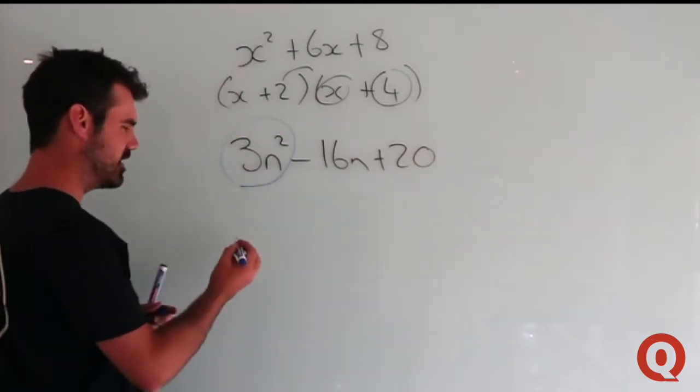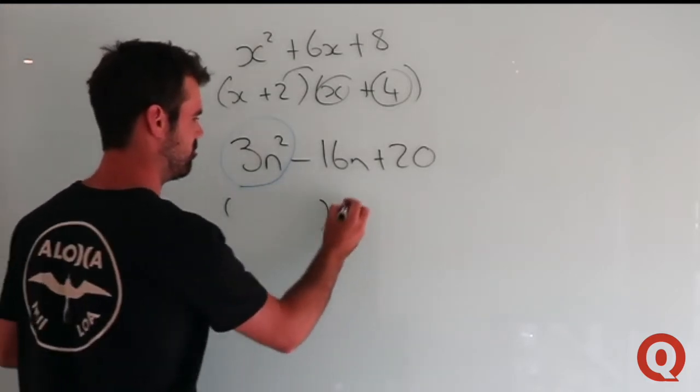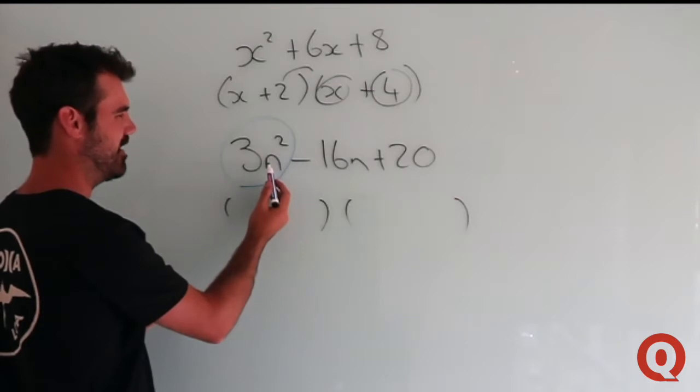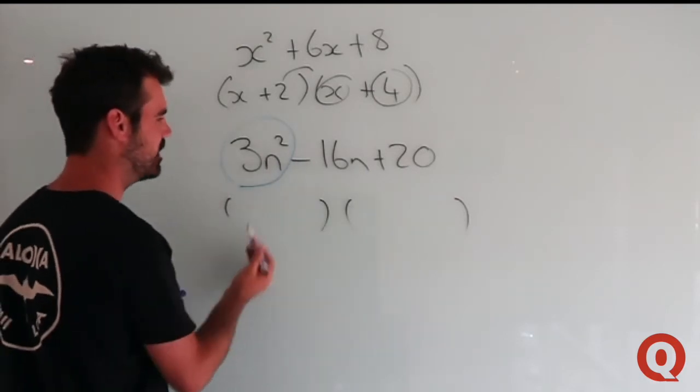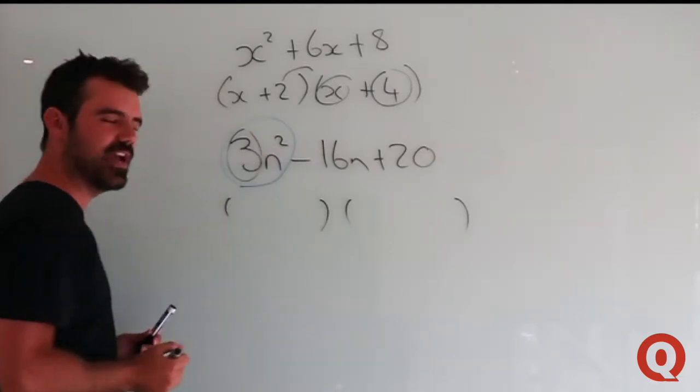So now all of a sudden, if I had to open two brackets for this and go, well, how do I make 3n squared? It's not going to be n and n, because that's not going to give me 3n squared. So I now actually need to find what options I have to make 3.